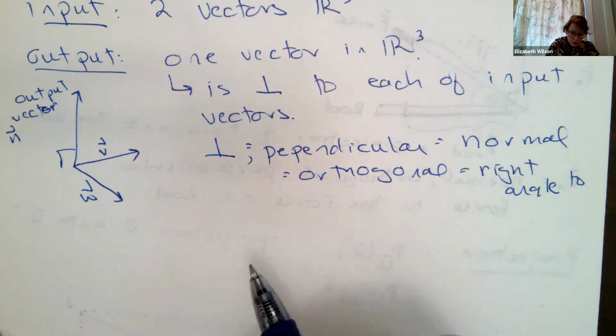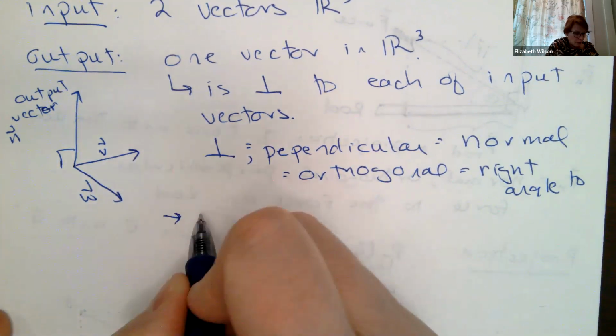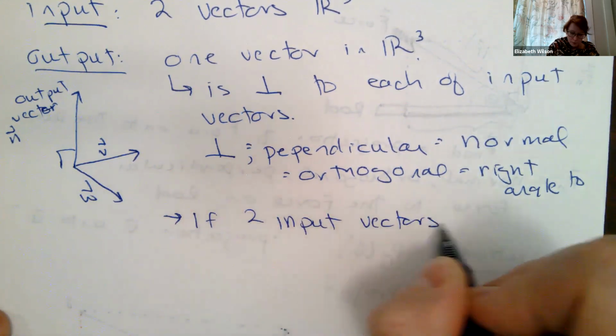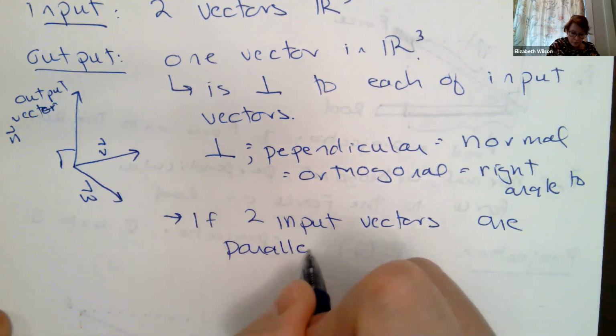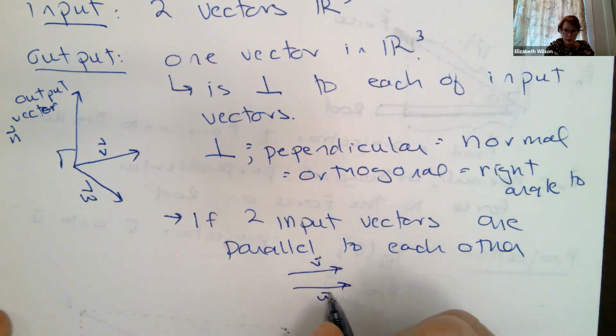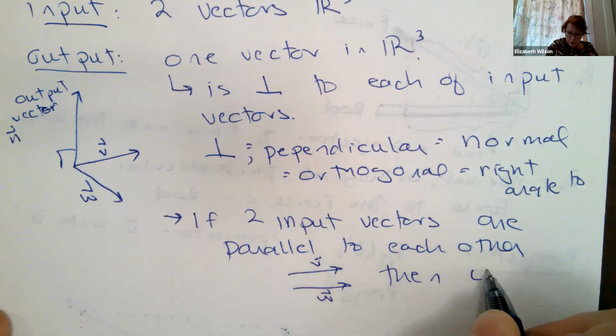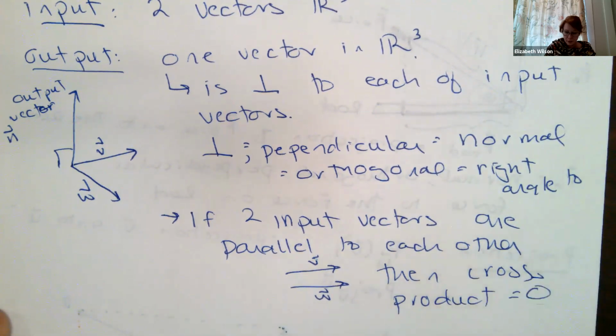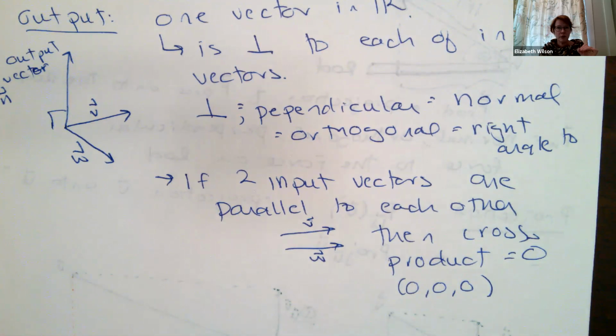Okay. Now, one of the things to know, we're going to talk about why this is in a minute, is if our two input vectors are parallel to each other, right? So here's V, here's W, they're parallel to each other. Then our cross product is equal to 0. It'll be a 0 vector, like 0, 0, 0 will be our result. So like the dot product was equal to 0 when the two vectors were at right angles to each other, the cross product will be equal to 0 when the two vectors are parallel to each other. So important things to keep in mind.